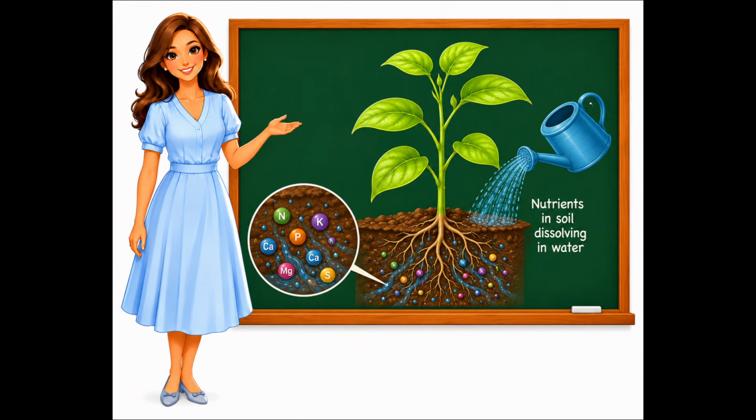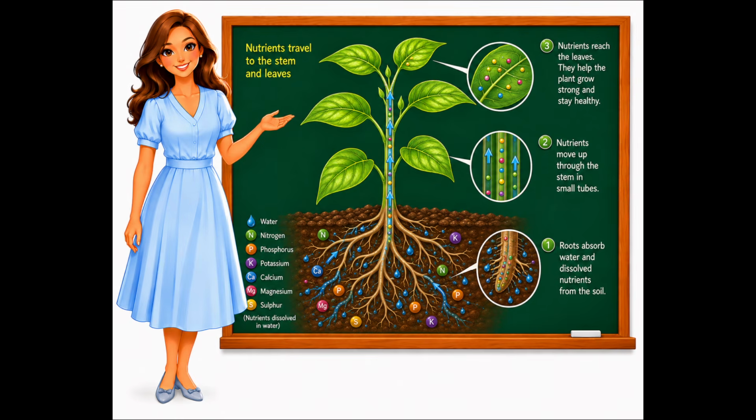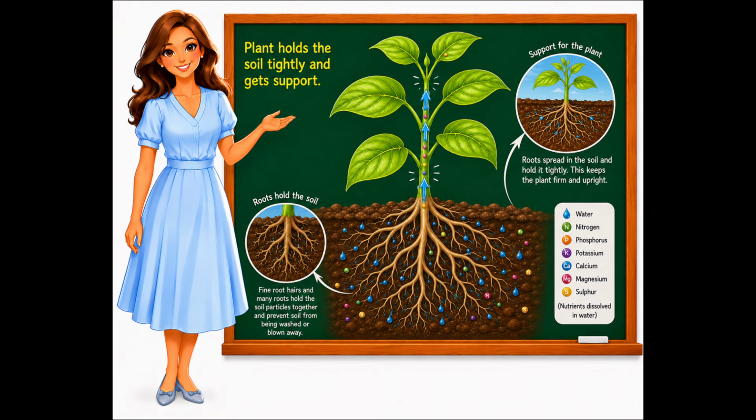Some nutrients from soil dissolve in water. Roots absorb this water and nutrients and send them up to the stem and leaves. It also holds the soil tightly, which gives support to the plants.